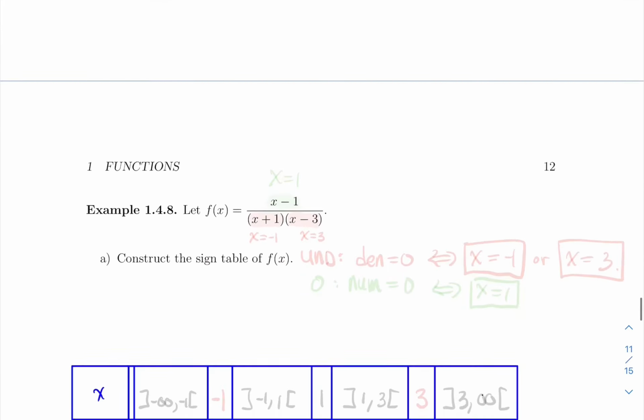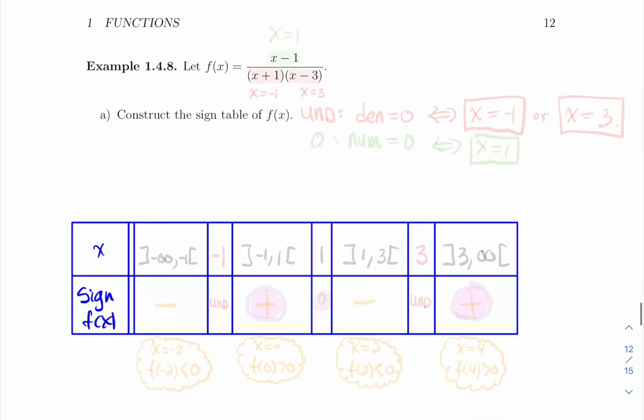Here we go with an example. Let f(x) be equal to (x - 1) over (x + 1)(x - 3). Let's construct the sign table. The first thing you always do is find where this function is undefined. Here we just need to look at the denominator. When is x + 1 equal to 0, or when is x - 3 equal to 0? Of course, x + 1 will be equal to 0 if x is equal to -1, and x - 3 will be equal to 0 if x is equal to 3.